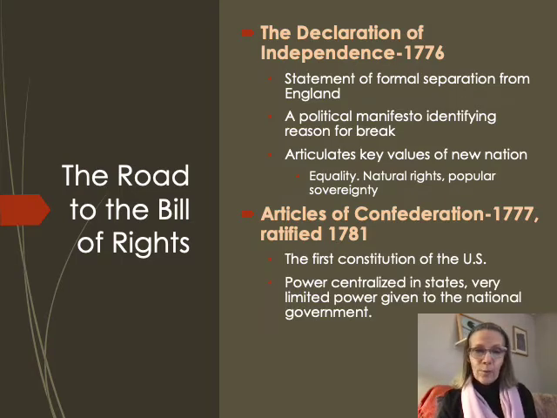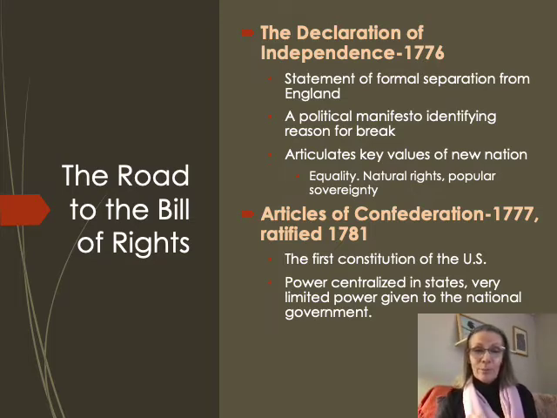And as your textbook points out, the Articles of Confederation, while it does create a constitution and a blueprint for the government of this new nation, is really a reflection of what was already in place at that time. As it says there, the Articles of Confederation basically centralized power in states. States were the ones that had the most power, and there was very limited power given to the national government.